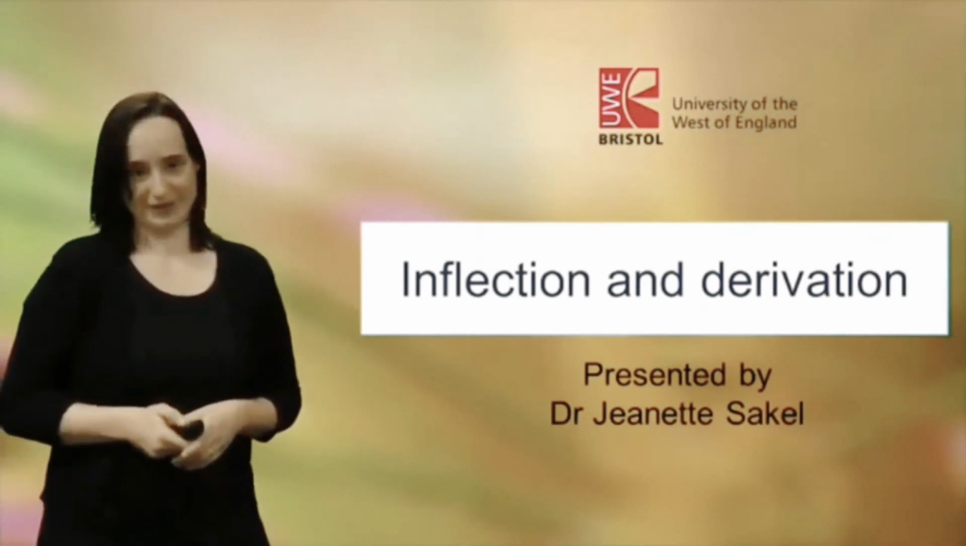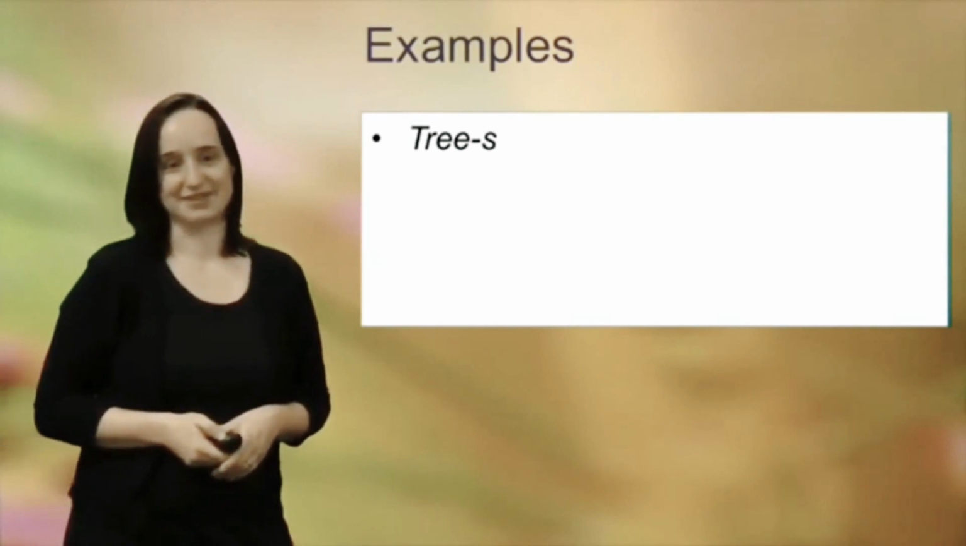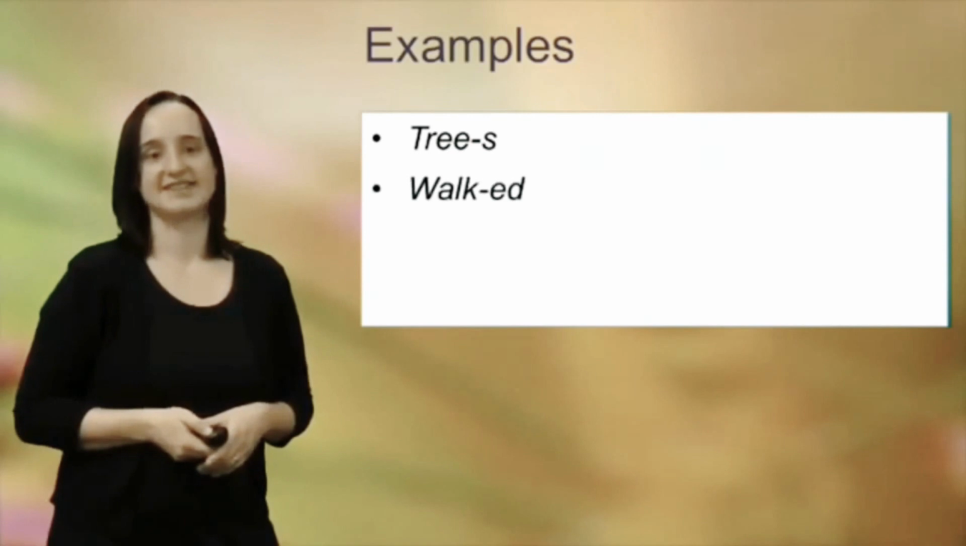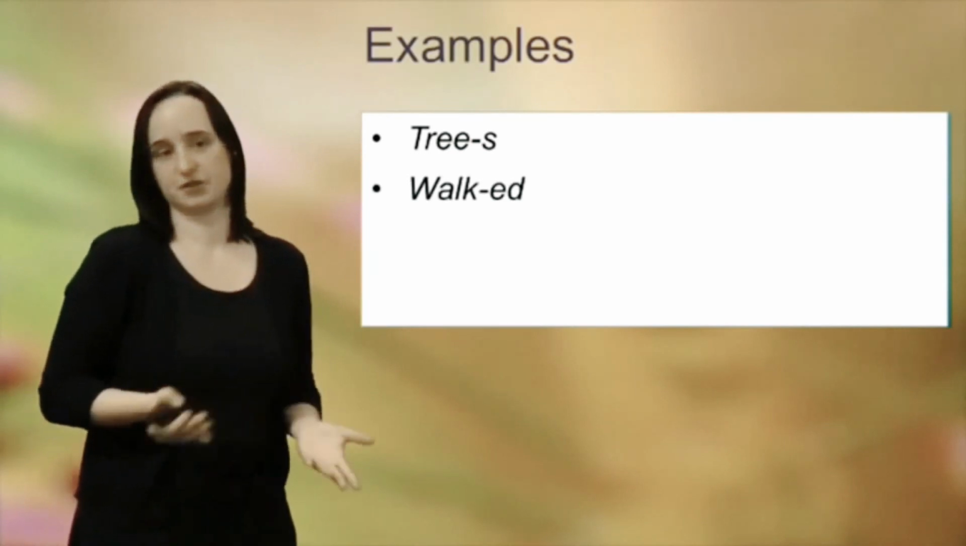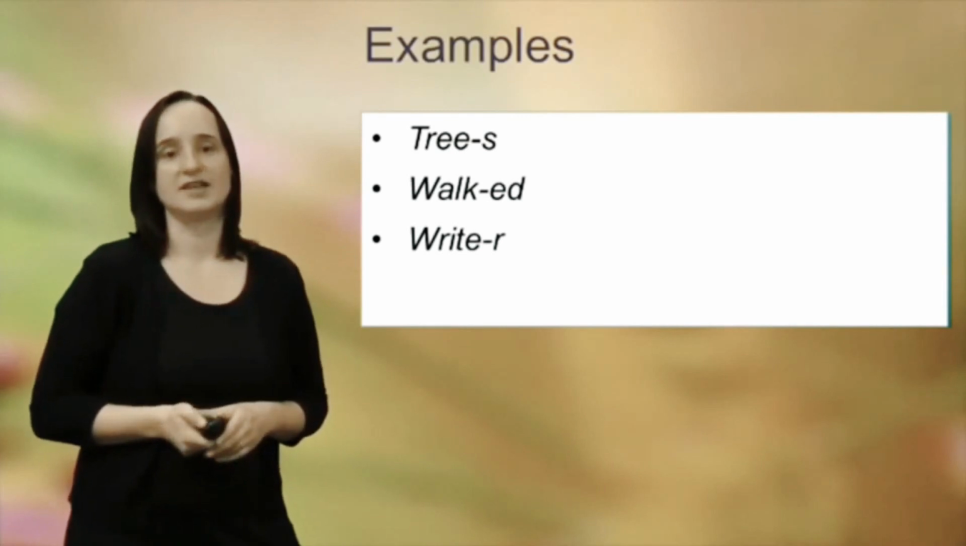What's the difference between inflection and derivation? Let's have a look at some examples. Trees consists of two morphemes, tree and s. Walked consists of two morphemes as well, walk and ed. Writer consists of write and r.